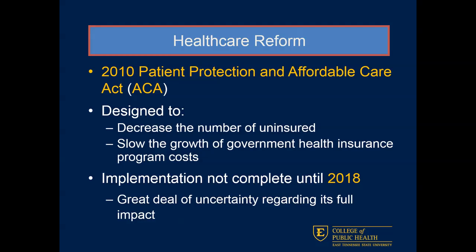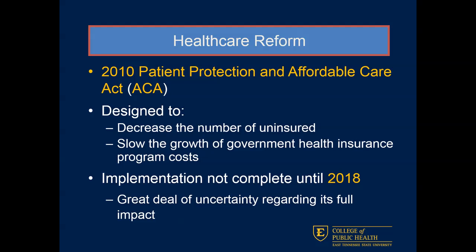So we have the Affordable Care Act that was put into law in 2010, and it was really designed to decrease the number of uninsured in the country. We had around 32 million Americans that needed help obtaining health insurance, and so we had a lot of uninsured in the country at the time that the ACA was implemented.